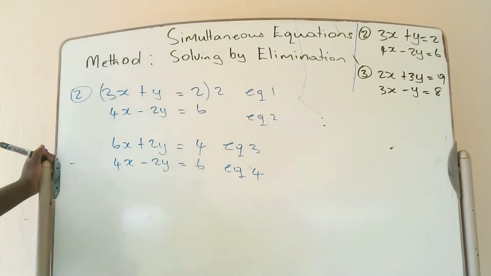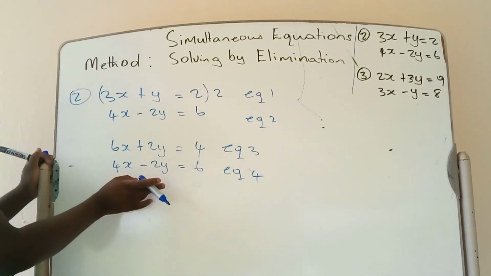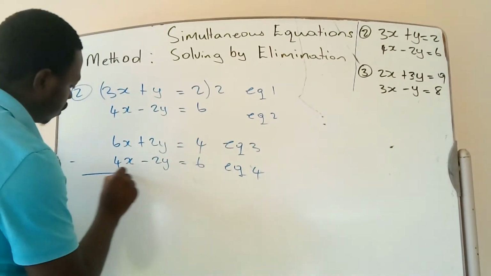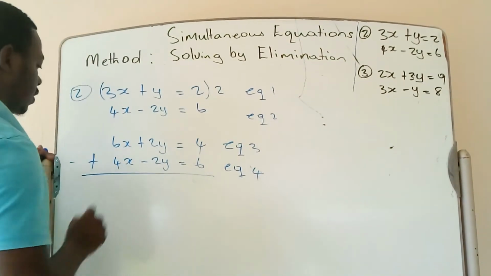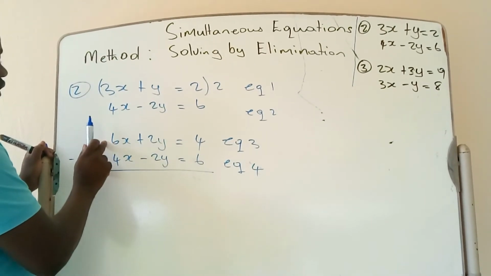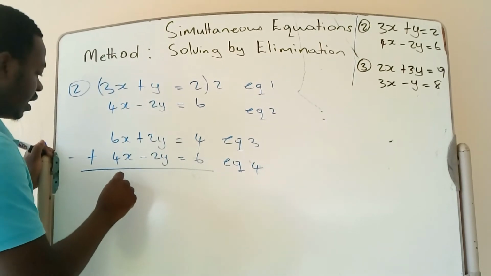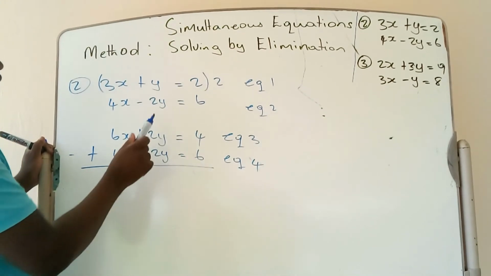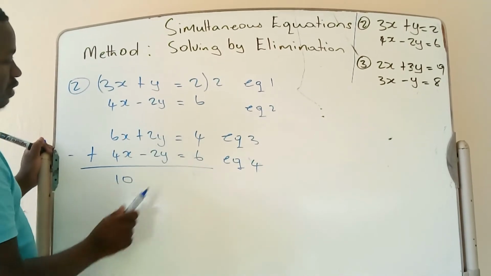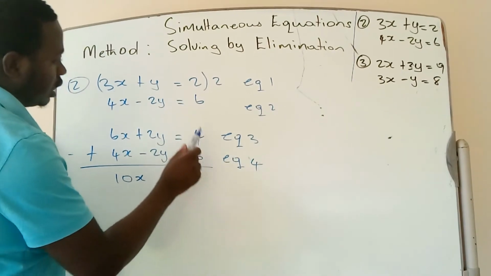Now, how can I eliminate the y term here? If I add them again, then they become 0. So all you need to do is draw a line and put plus here. So 6x plus 4x gives me 10x. 2y plus negative 2y gives me 0y, so I don't have to write that. So I just put equal.